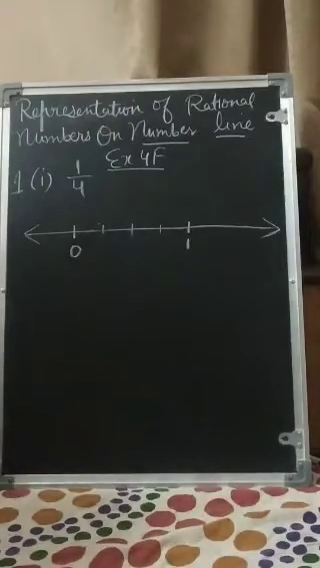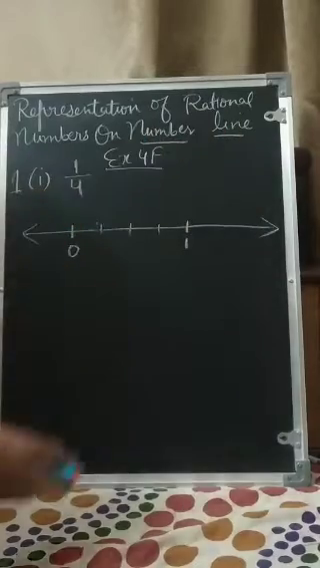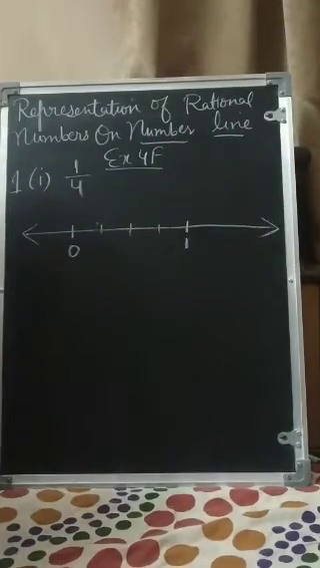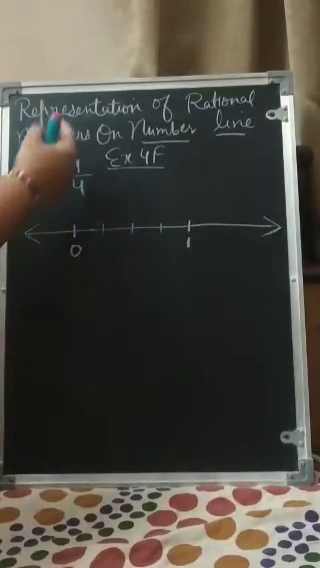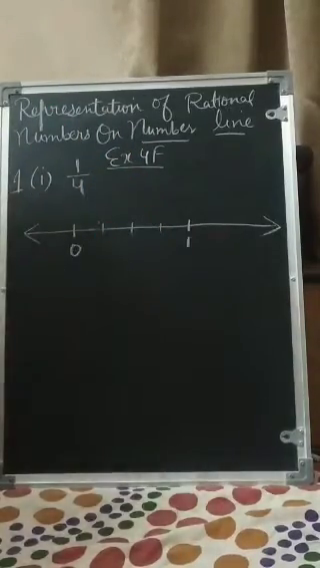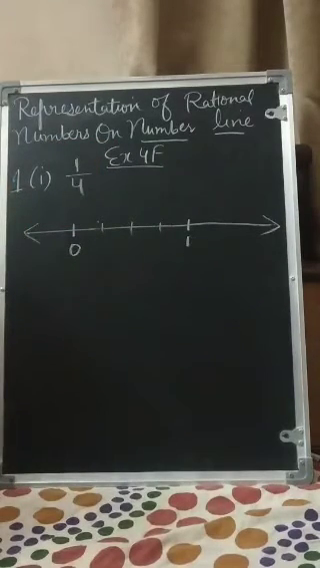Now today we will start representation of rational numbers on the number line. Already you have learned how to represent integers on the number line. In that way, today we will learn rational numbers on the number line. So in our exercise 4F, our first question: represent these rational numbers on the number line.